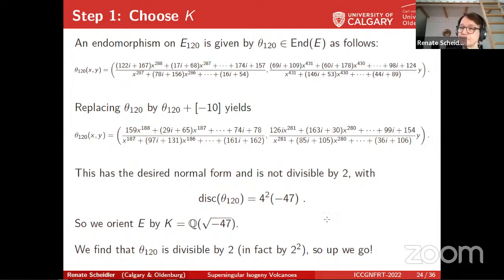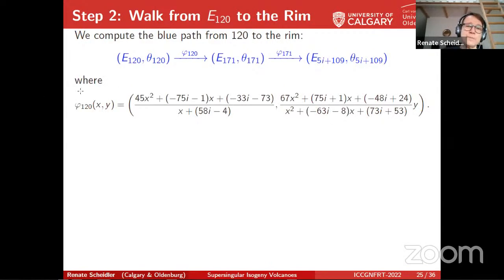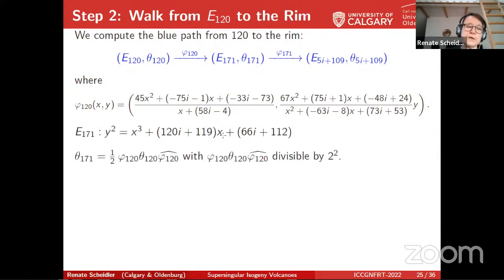So up we go. We know we're not at the rim. This picture showed this, the blue path. So we now calculate the blue path. Here's what you do with the blue path. The isogenies you work out via Vélu's formula. So we now have our E120, we have our theta 120. This is the first isogeny, so it's degree 2 here. The target curve is this curve. This is all Vélu's formula. Then you calculate the new endomorphism with this typical formula here. This is how they were defined. This thing is still divisible by 2 squared, so we know we still have to go up one more. The whole thing is divisible by 2.